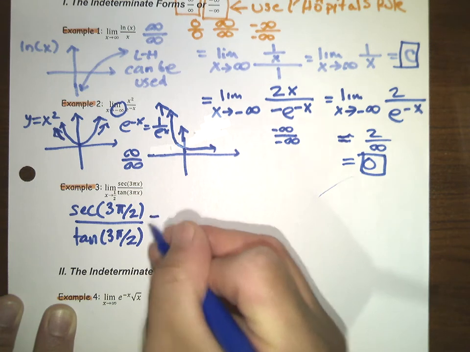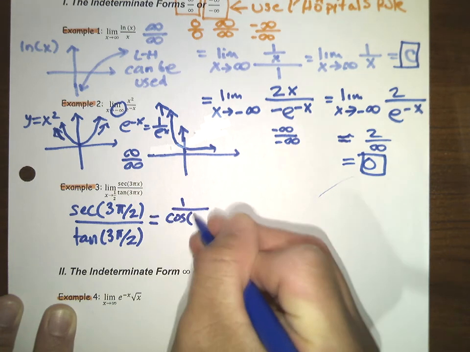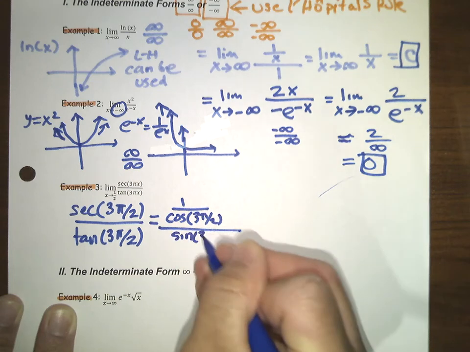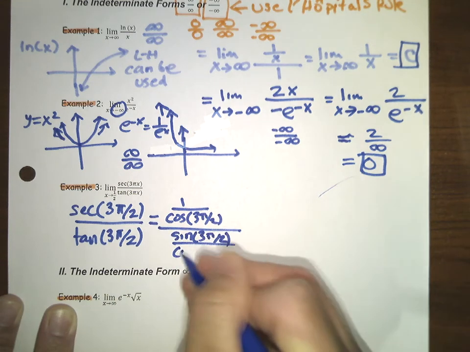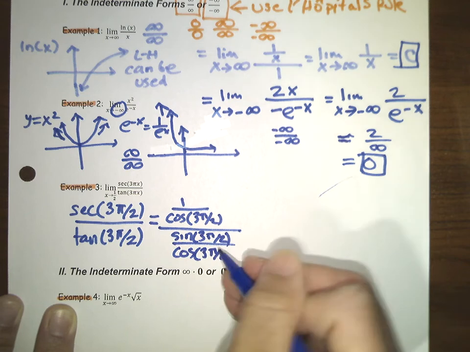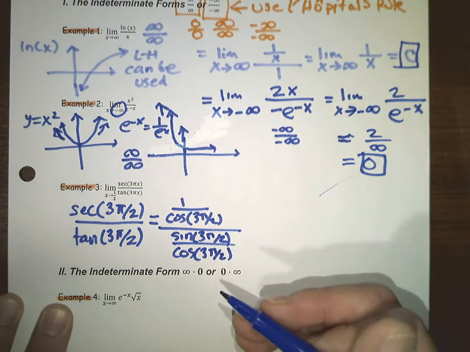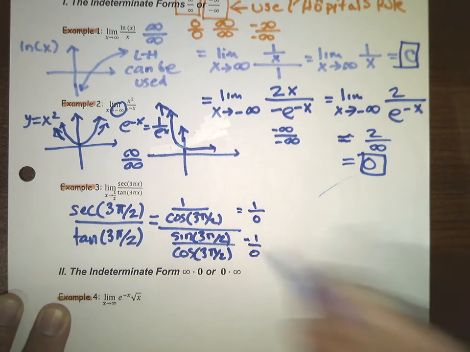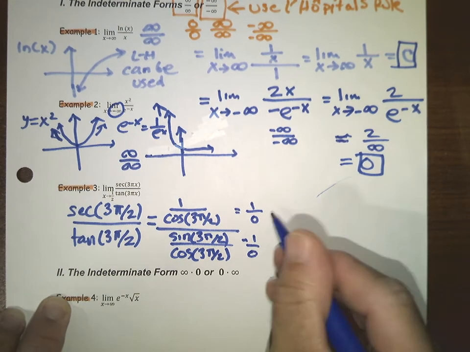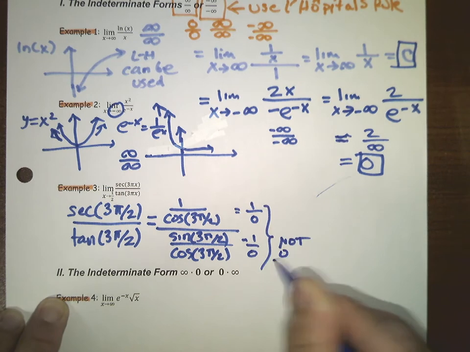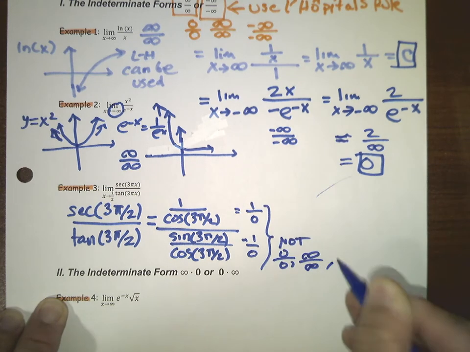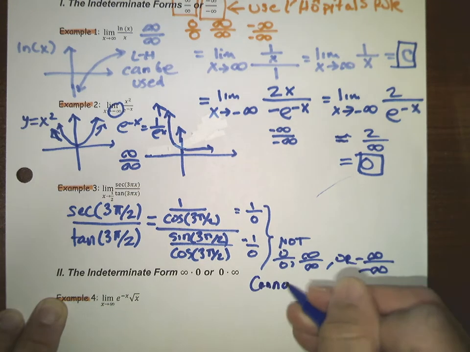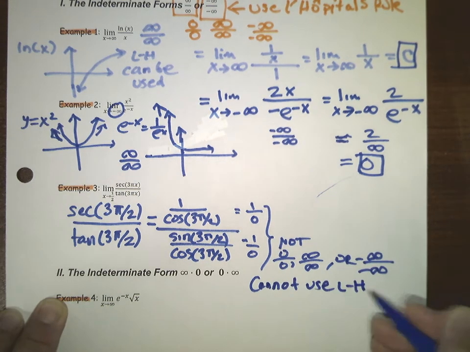So the numerator is 1 over the cosine of 3 pi over 2, over the sine of 3 pi over 2 over the cosine of 3 pi over 2. So what do you have here? Well, in the numerator, 1 over 0. In the denominator, negative 1 over 0. So this is not 0 over 0, infinity over infinity, or negative infinity over negative infinity. So you cannot use L'Hopital's rule here.